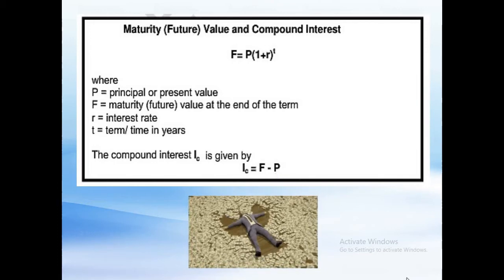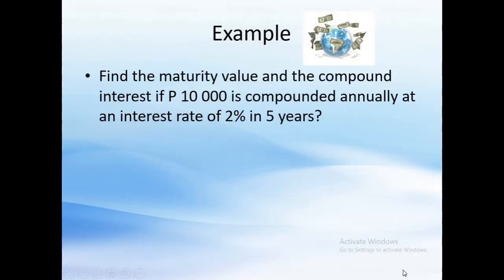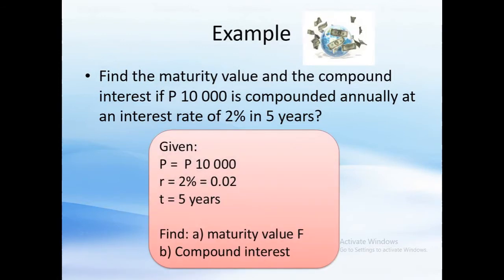Let's now have an example. Find the maturity value and the compound interest if 10,000 pesos is compounded annually at an interest rate of 2% in 5 years. The given here is P is equal to 10,000 pesos. The rate is 2% or 0.02. T or time is 5 years. Let's find A, maturity value F, and B, compound interest.